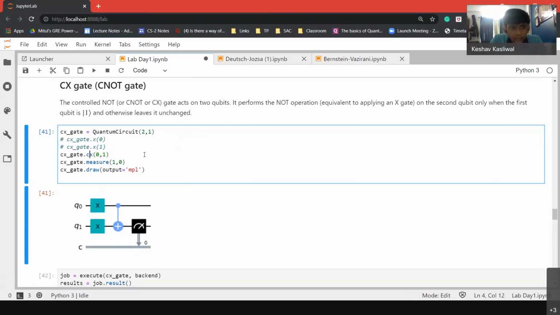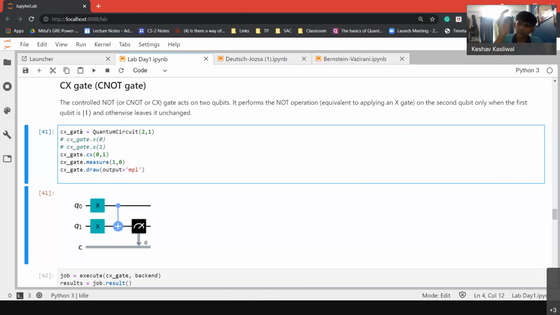This is CX, the variable that I have declared for the quantum circuit. Now, .cx means we apply a CX gate, with 0 set as the control and 1 as the target, the second qubit. Because the 0th is the first qubit, and 1 is the second qubit. So that is from the control to the target. That is the format for the CX gate.